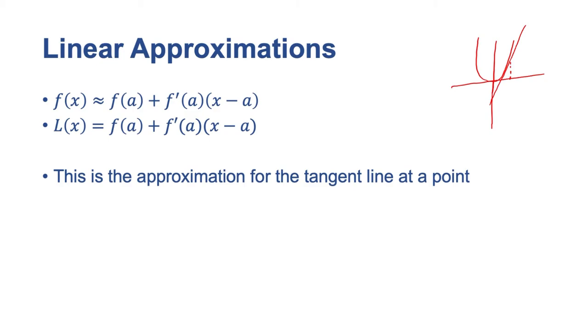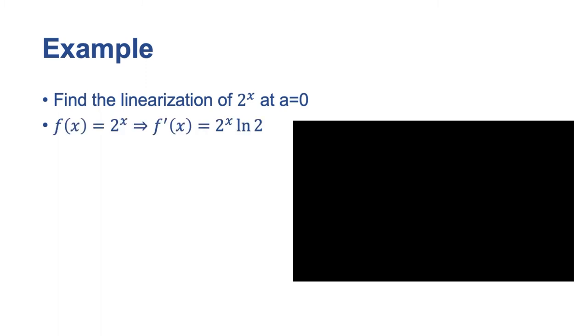Alright, so now we're going to try out an example here. So we're going to try to find the linearization of an exponential function at a point. So let's find the linearization of 2 to the x at a equals 0. Before we plug in that formula that we just saw, what we are going to do is we're just going to take the derivative of 2 to the x. We need to make sure that we have everything that we're going to need in that formula. So f of x is 2 to the x. So that means that f prime of x will be 2 to the x times the natural logarithm of 2, if you remember some exponential differentiation from a couple videos back.